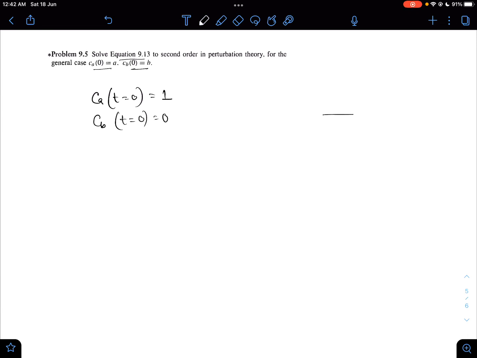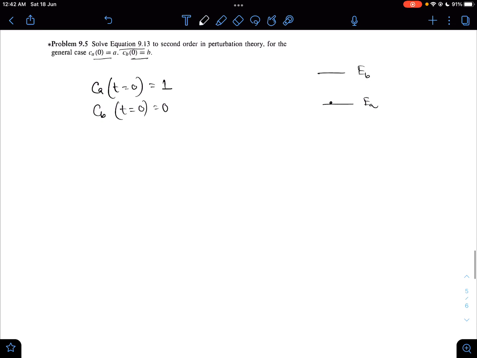So that means we have two states and the system is initially in this state. Suppose it has energy EA and energy EB. For that case we solved. Now we have to solve the case where the system is not in this state or in that state, but in a linear combination. That means it has a finite probability.